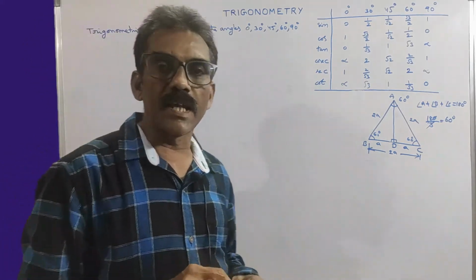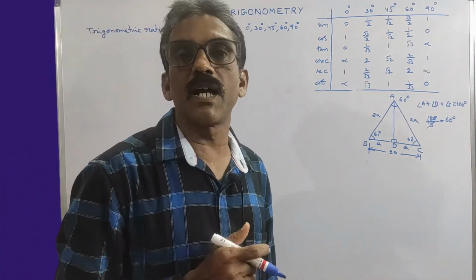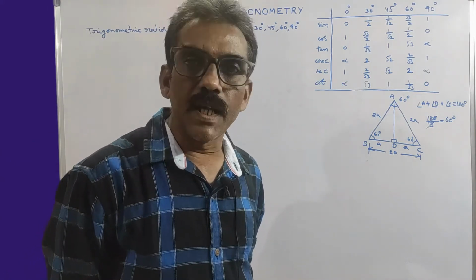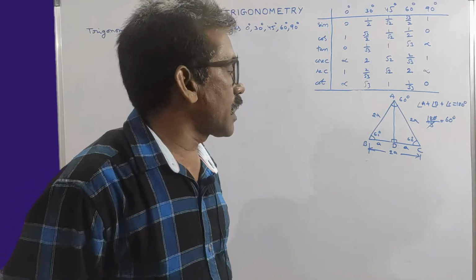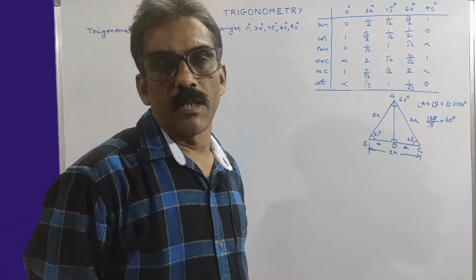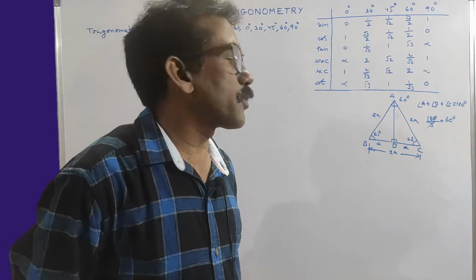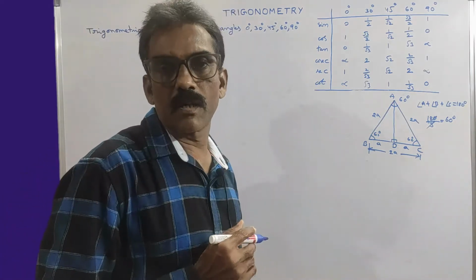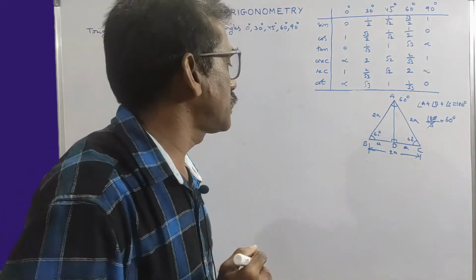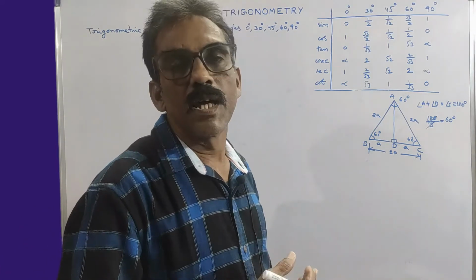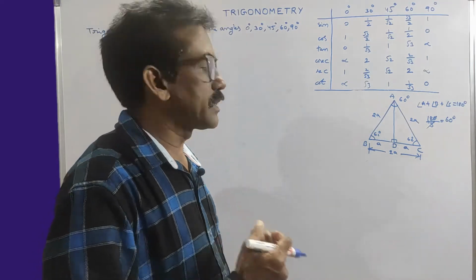Because this is a right angle triangle, we can apply the Pythagoras theorem. What is Pythagoras theorem? According to Pythagoras theorem, in any right angle triangle, the square of the hypotenuse is equal to the sum of the squares of the remaining sides. That is the Pythagoras theorem.